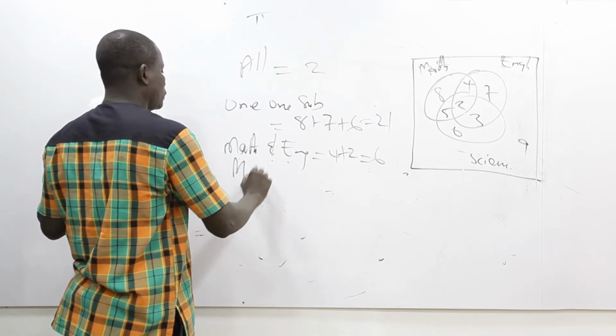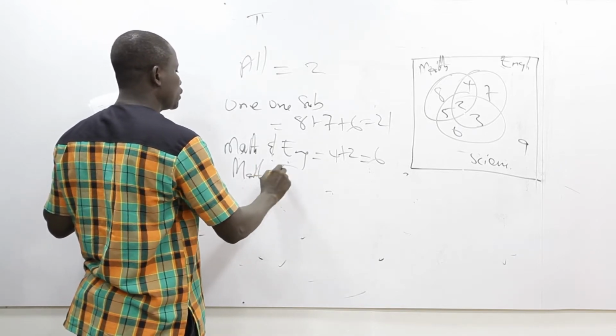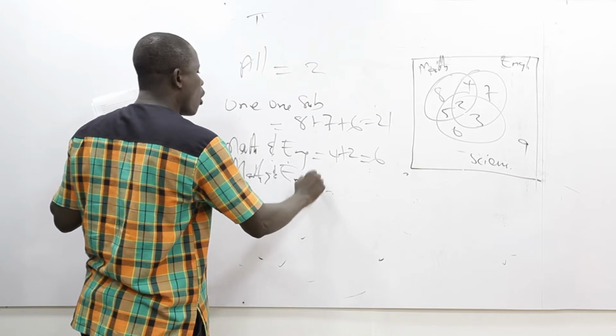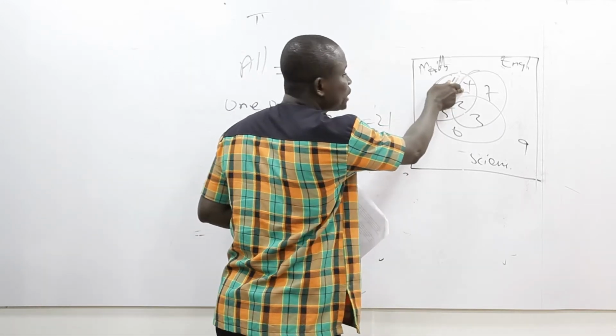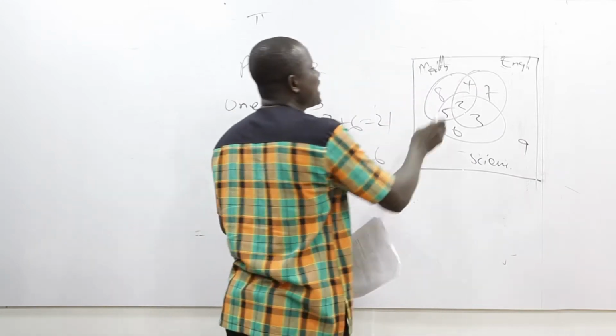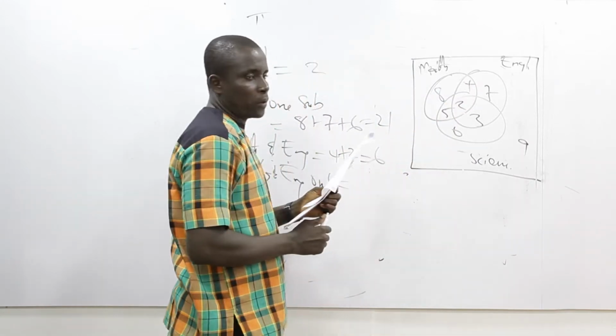Maths and what? English only. The moment I bring "only," then it is 4. Maths and English only is 4. But mathematics and English is 2 plus 4, right?